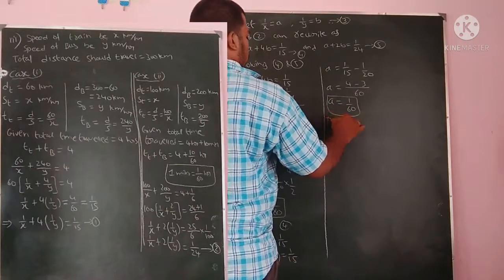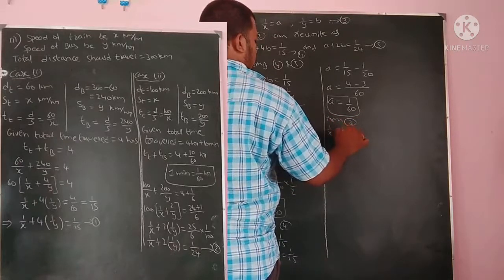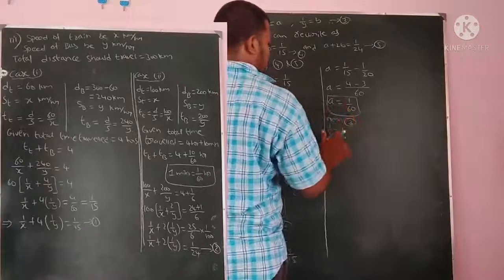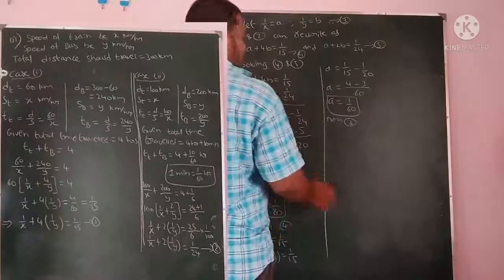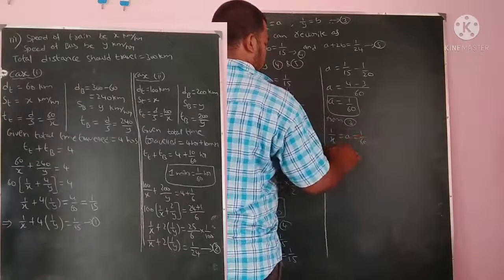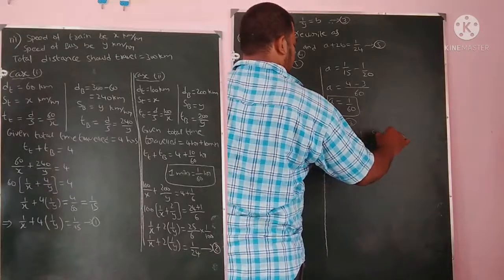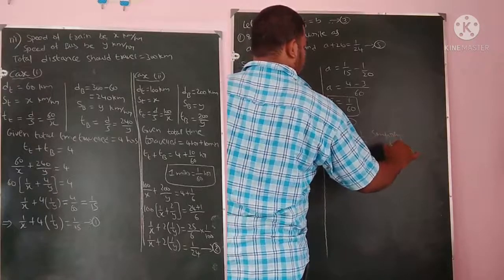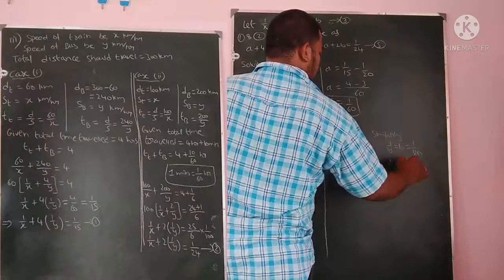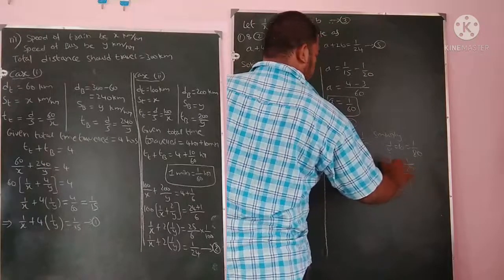So from equation 3 what we can write, 1 by x is equal to a, that implies 1 by 60. So x is equal to 60. So similarly, 1 by y is equal to b, that is equal to 1 by 80. So 1 by y is equal to 1 by 80. So y is equal to 80.